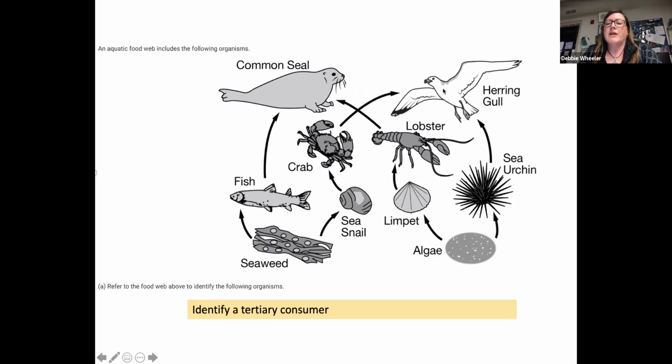Yes, I saw herring, gull, and common seal. So notice that here the seal can play a secondary consumer when it eats the fish, which is eating the seaweed. But if we look at the algae, limpet, lobster, and common seal route, we can see seals can be a tertiary consumer also. So there are two tertiary consumers, the common seal and the herring gull.